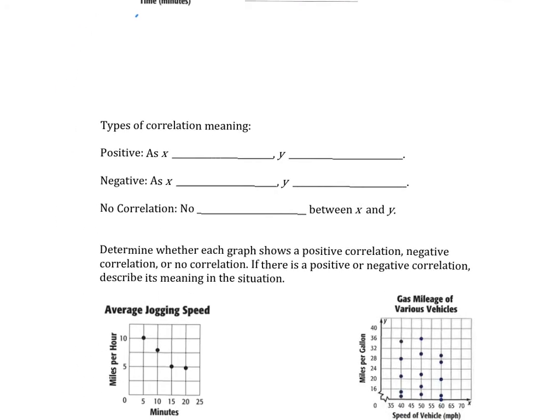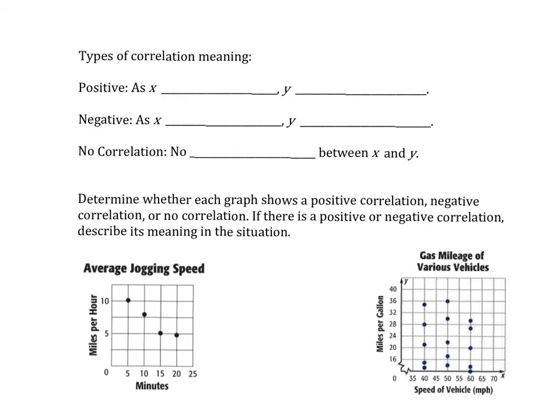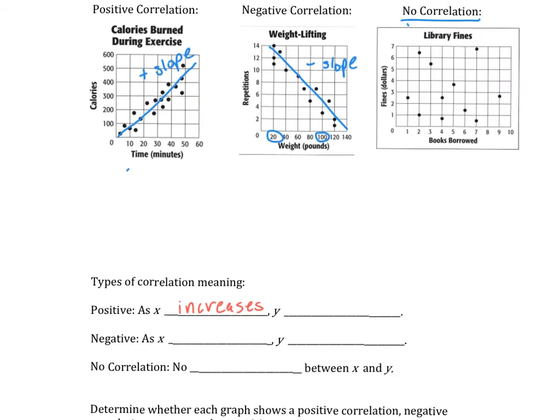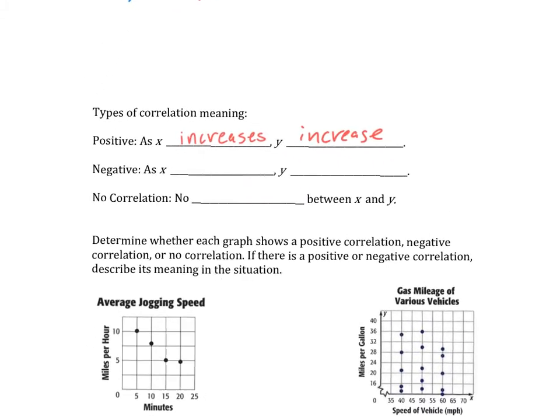So if we have a correlation, let's think about what they mean. Positive means as x, your independent variable, increases... well, let's look back up here. Here we have our x increasing. What's happening to our y? It's also increasing. So y also increases. So if things are positively correlated, as your time in minutes goes up, then the calories burned goes up.